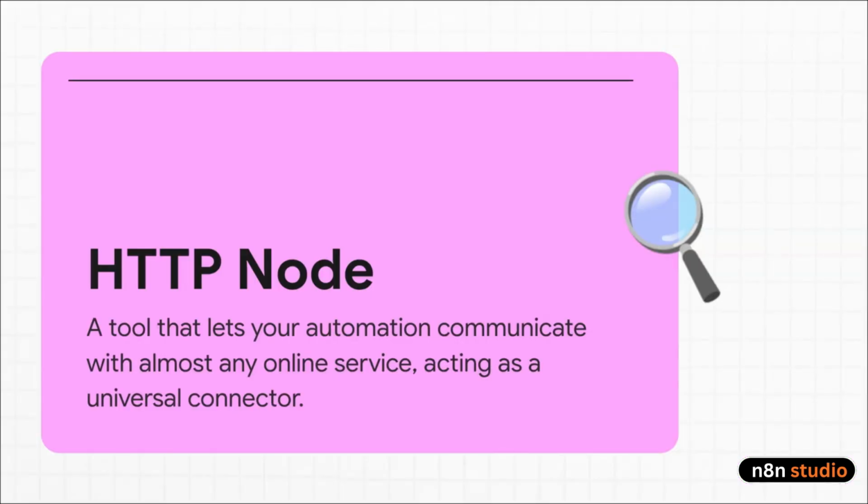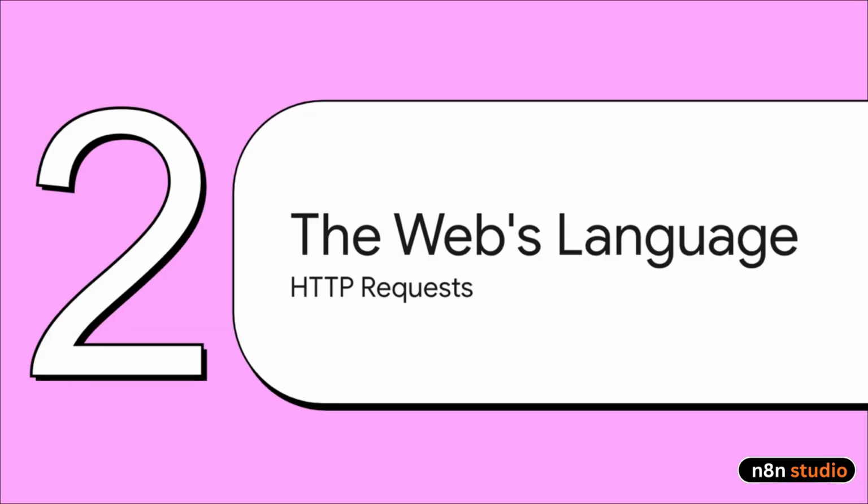Basically, the HTTP node is like a web browser for your automation. It can talk to almost any online service, any website, any API, even if there's no pre-built n8n app for it. It's literally a universal connector, letting you build bridges where none existed before. So, how does this universal connector actually communicate? It speaks the basic language of the internet, HTTP. And look, I know that sounds super technical, but trust me, it's really just a standard way for computers to talk to each other, and it's way simpler than you might think.